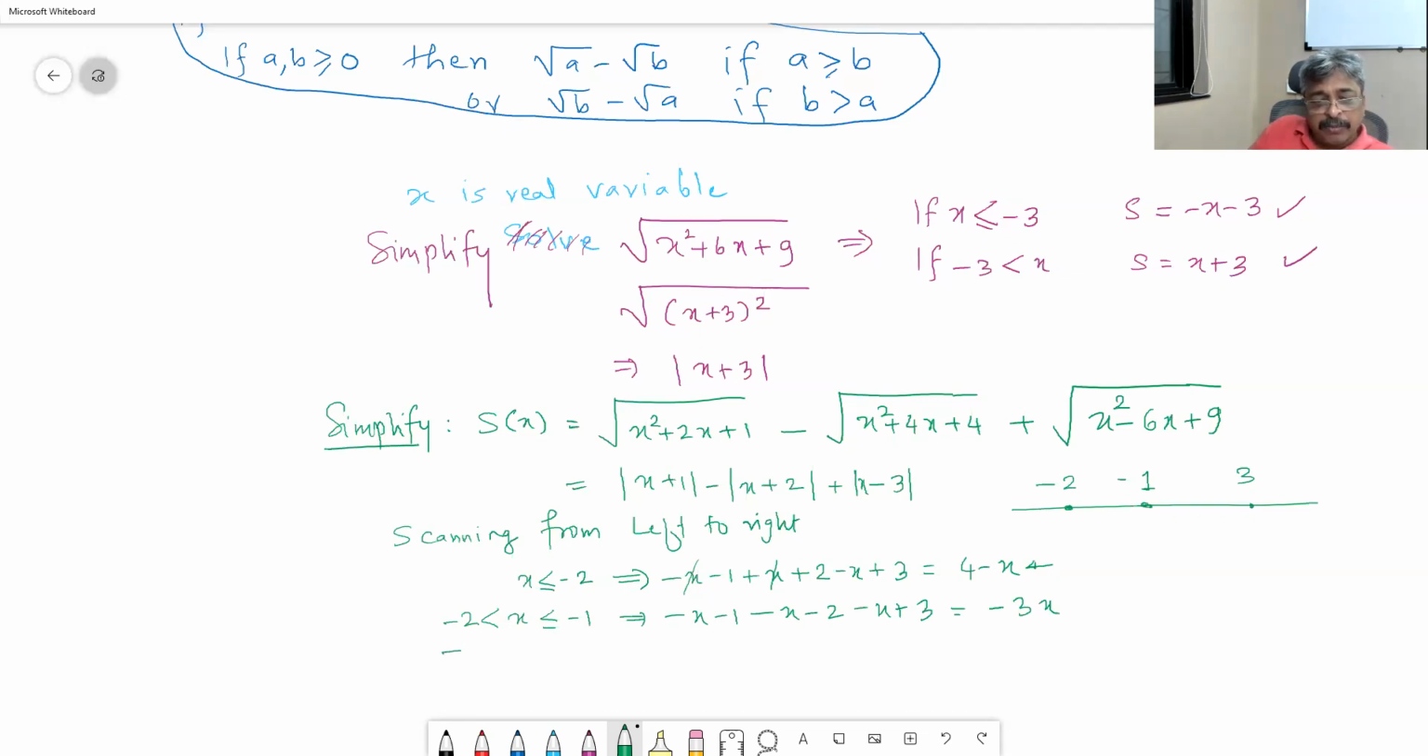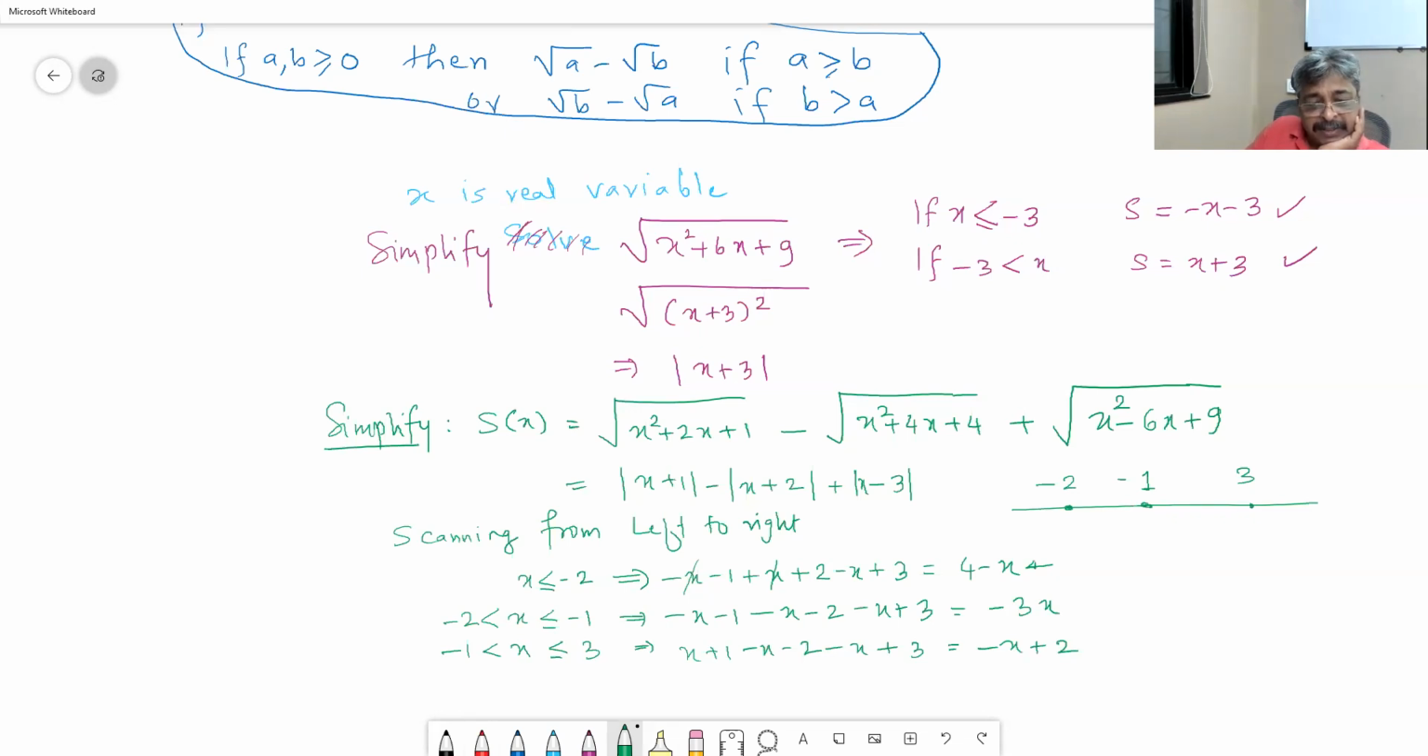If x is between minus 1 less than or equal to 3, that means 1 and 2 all absolute value will possess exactly same sign. This will flip. So it is x plus 1 minus x minus 2 minus x plus 3 is equal to, how much it is? Minus x plus 2.